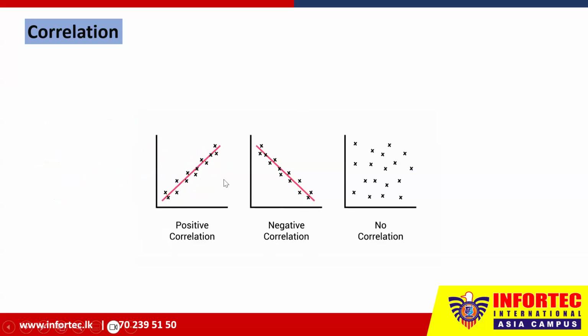But statistically, if the two variables behave in the same direction, we identify it as a positive relationship. If it is in the opposite direction, we call it a negative correlation. If you can't identify any correlation, we just mention it as no correlation. If you plot that data set, it will appear like this.